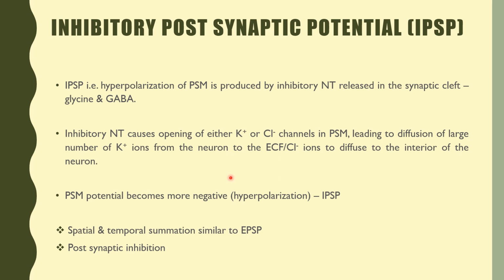But in this scenario, if the potassium channel gets opened up, where is the maximum concentration of the potassium? Inside the cell. So obviously there will be a rush of positively charged potassium ions from the cell into the outside environment. It means the outside will become more positive. If there is opening of the chloride channel, what will happen? The concentration of the chloride is more on the outside, it will move inside. So in either condition, whether there is opening of the potassium channel or the chloride channel, the inner side will become more and more negative, leading to diffusion of a large number of potassium ions from the neuron to the ECF or the chloride to the interior. So ultimately, the inner membrane of the neuron will become more negative.